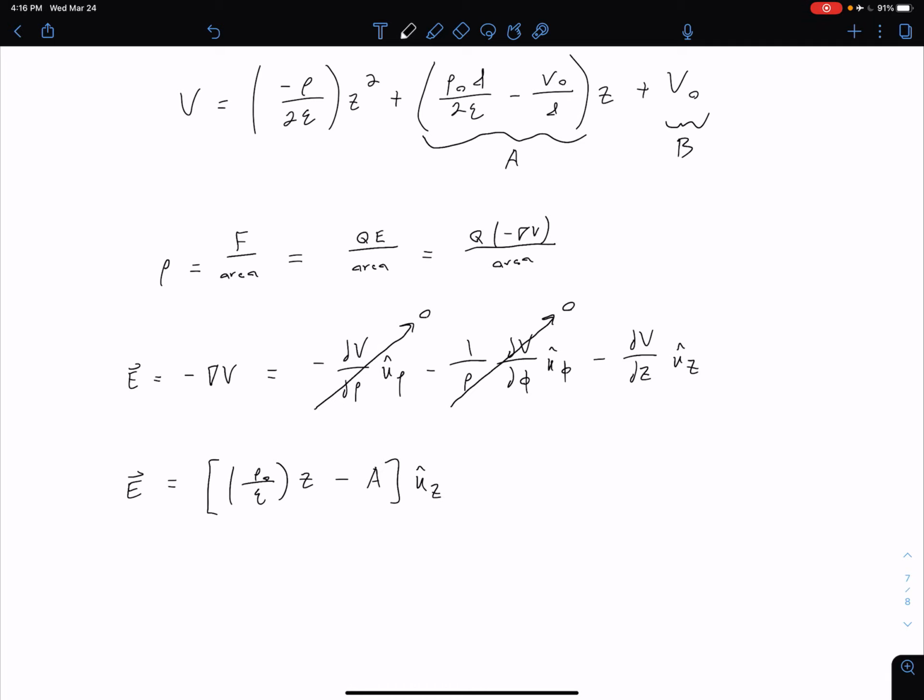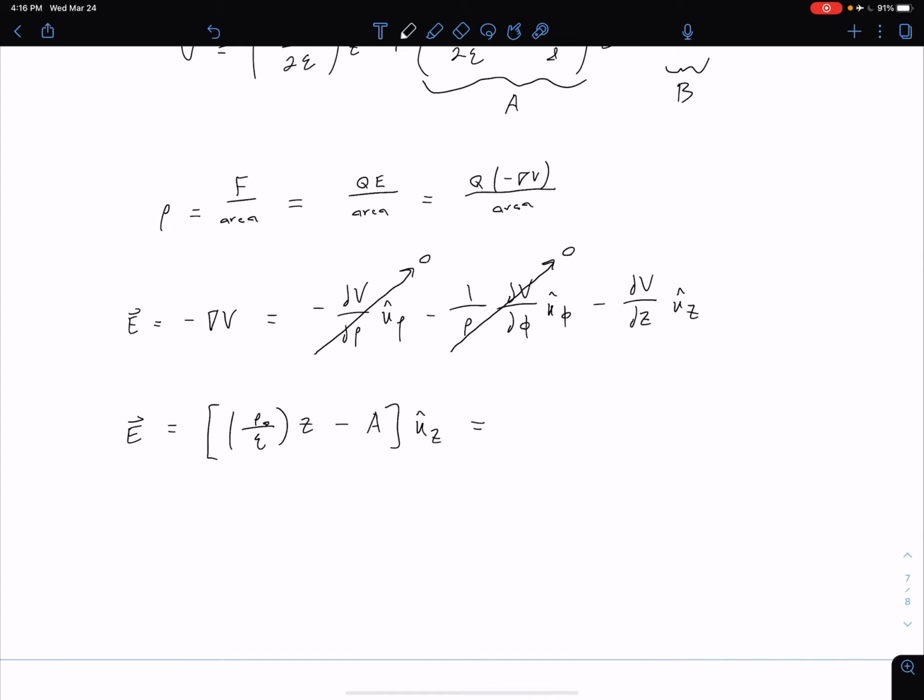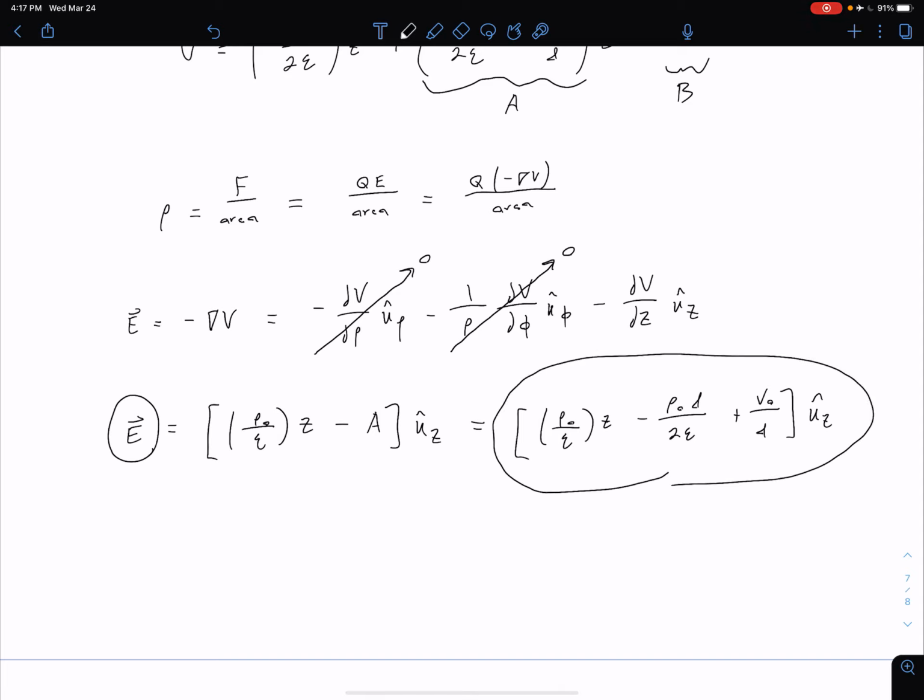And of course, we could expand that out and include that A. So let me go ahead and write that for completeness. We have our rho naught over epsilon times Z minus rho naught D divided by 2 epsilon plus V naught over D, and all of that is in our Z direction. Okay, so now we have an expression for our electric field. And as we might have expected, we see that this is also only dependent on Z.